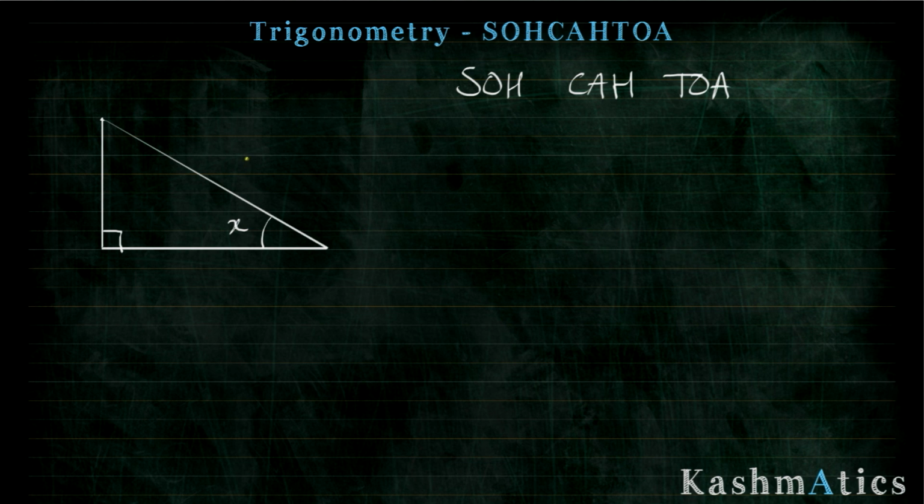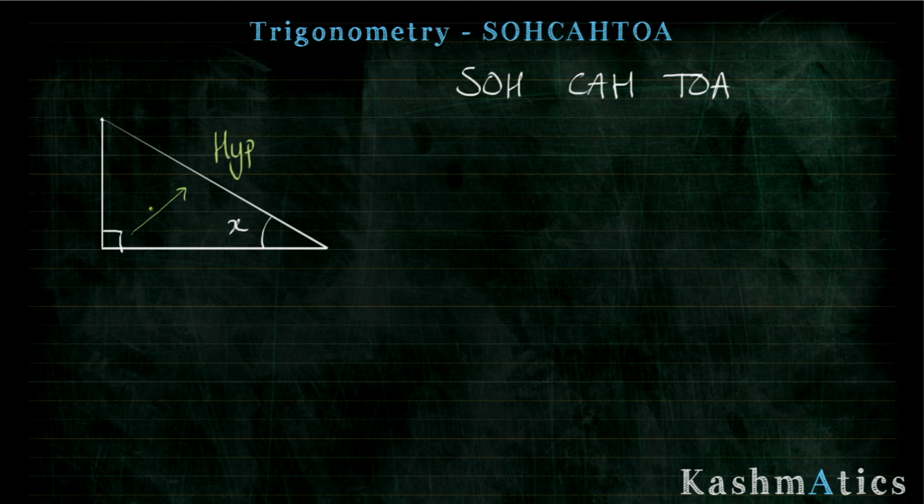There's three sides we need to be able to label. The first side is directly opposite the right angle, and that's called the hypotenuse. So I'm going to just call that hyp. Now that'll be directly opposite the right angle, and it'll be the longest side of the right-angled triangle.